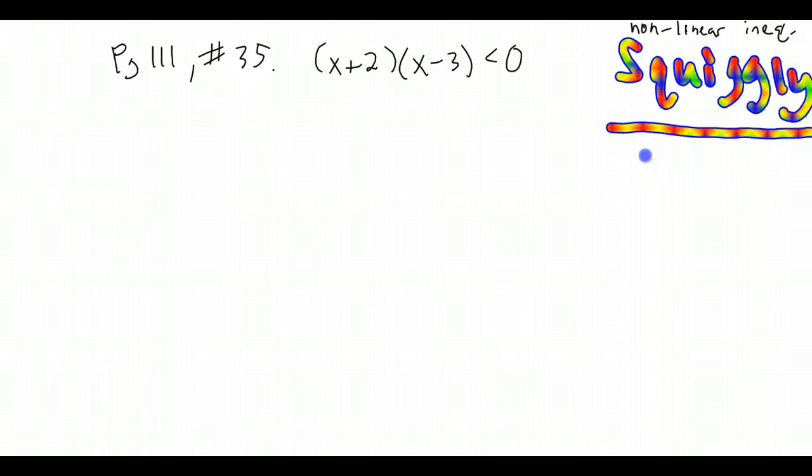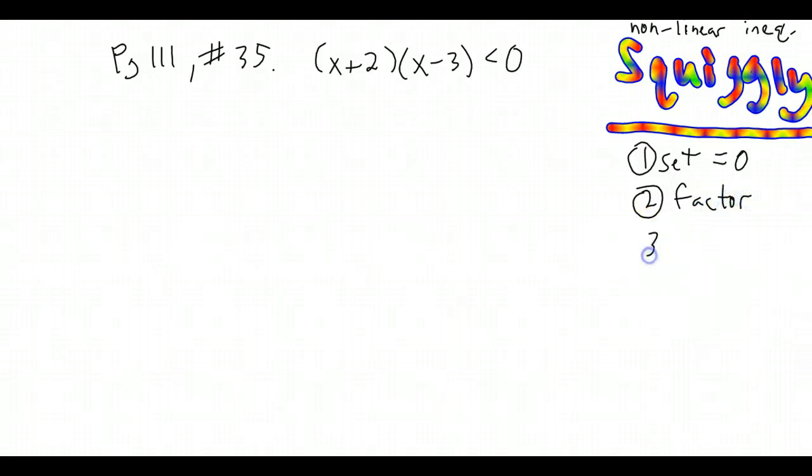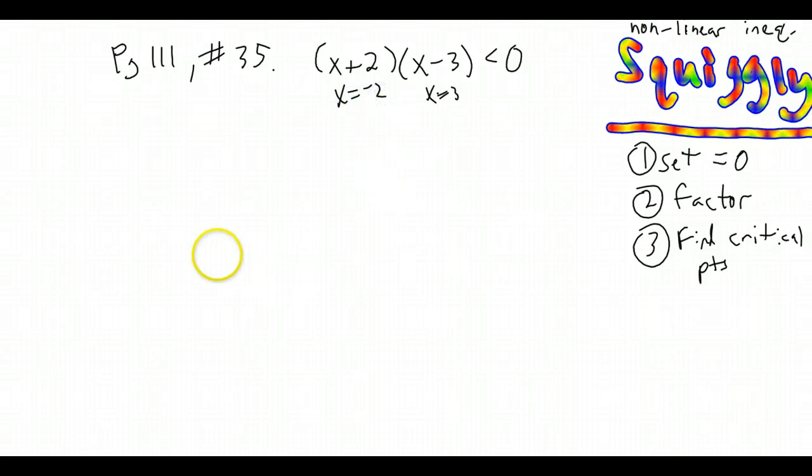Okay, first step in squiggly line: set equal to 0. Well, it's already set less than 0 there, so that's already done. Step 2, often the first two steps are done: factor, already done. Step 3, find the critical points and put them on our number line. So our solutions would be x equals 3 and x equals -2 here. So I'm just going to draw a line, add -2, put a little thing, and a 3, put a little thing.